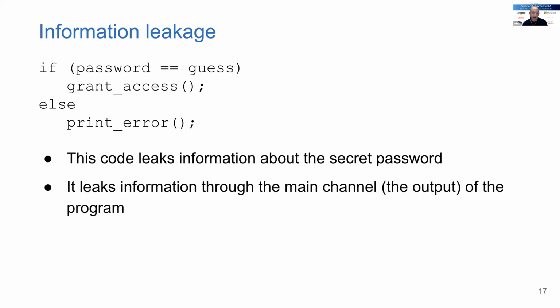Now, this code leaks information about the secret password. Even if the guess is wrong, I learn that the guess I entered is not the secret. So it does leak information. Non-interference cannot be verified on this program, and yet this is how you need to do password checking. So there's a secret, but there's a leakage. Non-interference does not work here.